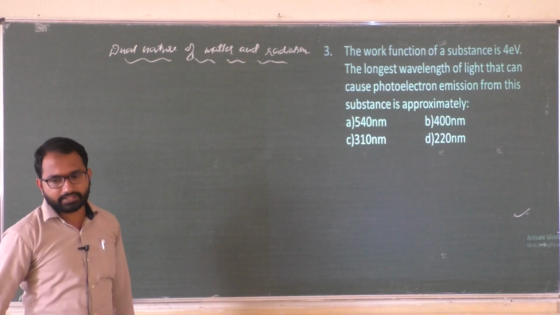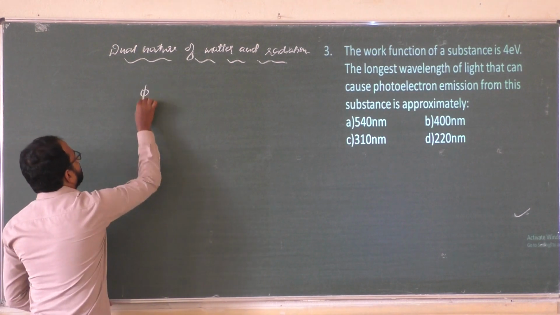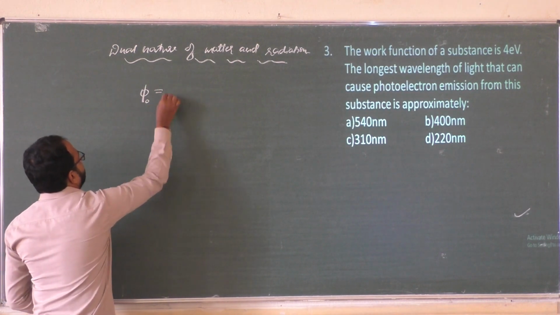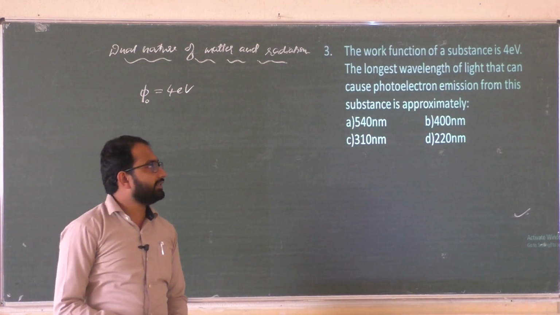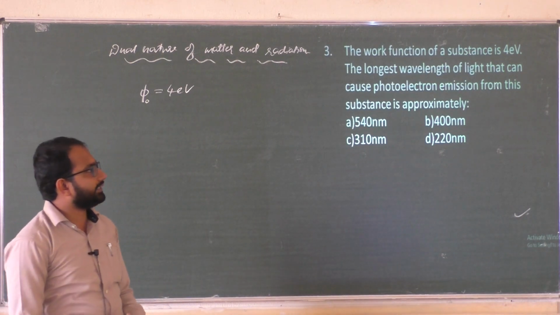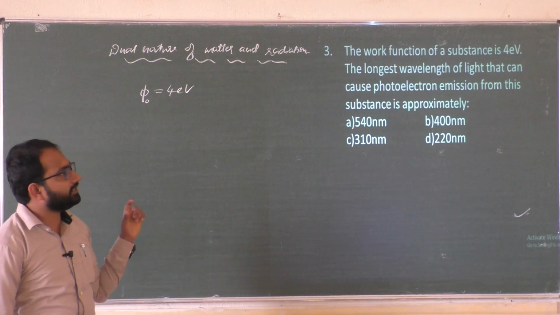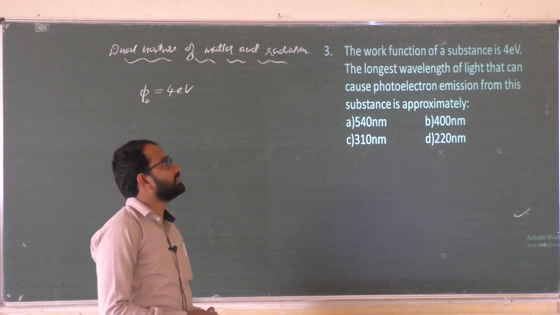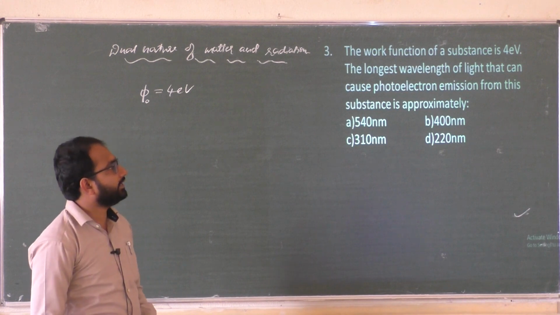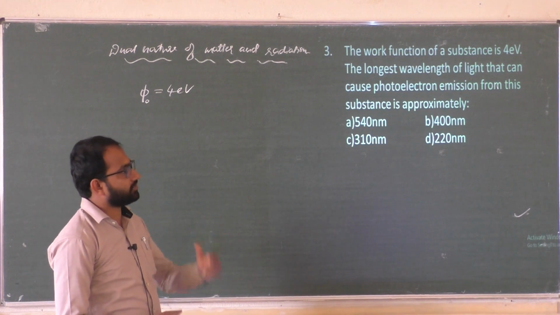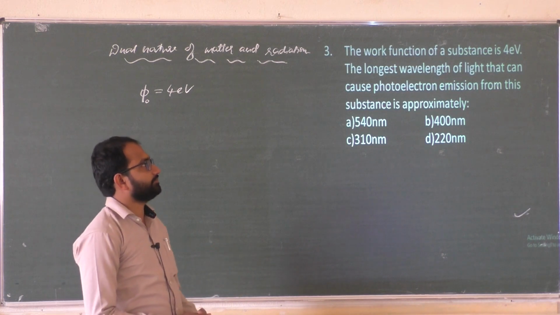Okay, the work function is given. Work function of the substance is 4 electron volt. It will be phi naught. The work function is phi naught, it is 4 electron volt. The longest wavelength of light that can cause photoelectron emission from this substance. What do you mean by the longest wavelength? So they are speaking about what is called the threshold wavelength. Okay, it is the longest wavelength. What is the threshold wavelength of light that can cause photoelectron emission?